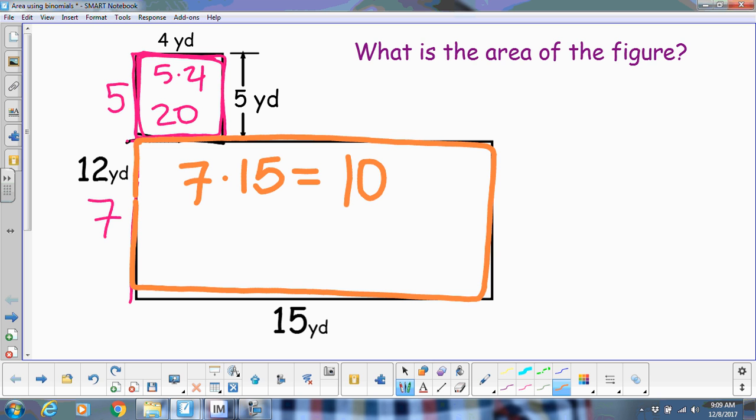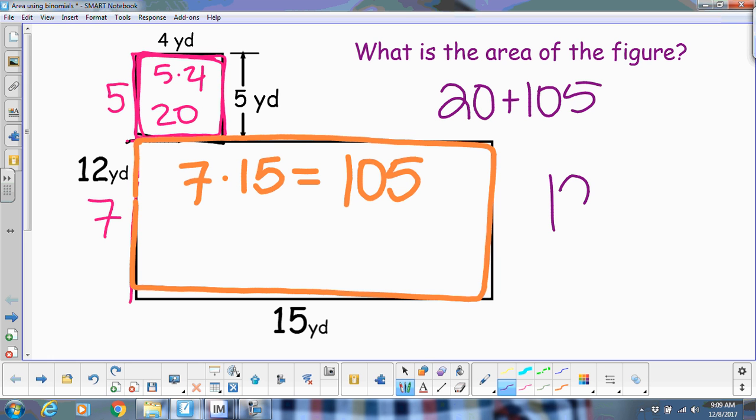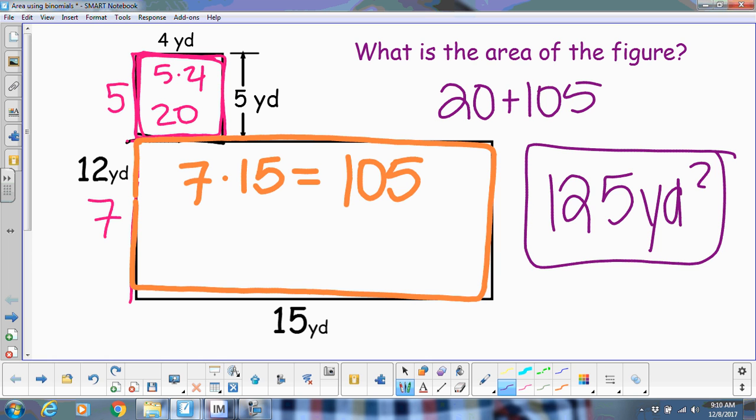105. Okay, so now you've told me the area of the small, you've told me the area of the large. What do you need to tell me now? Add them together to get the total. So 20 plus 105 is going to give me 125.